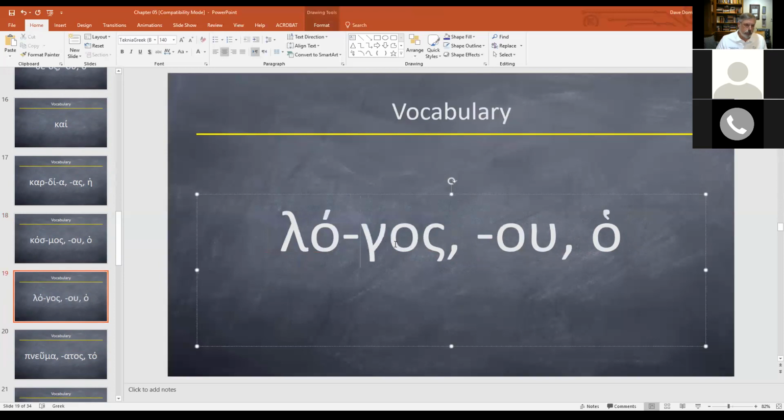And then there's logos, the logos in John chapter 1, verse 1. In the beginning was the logos. In the beginning was the word. Right. Although logos has many other meanings, its predominant meaning is word.